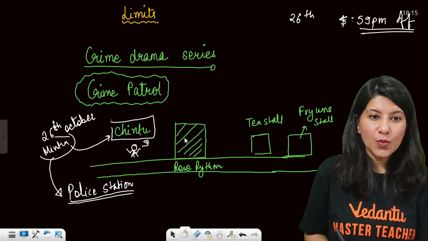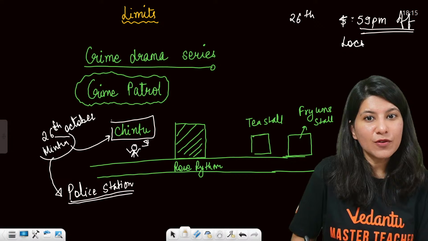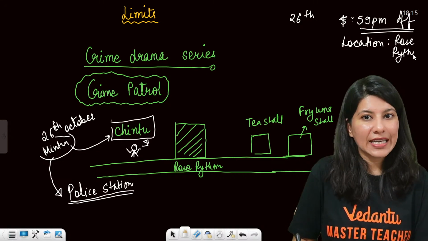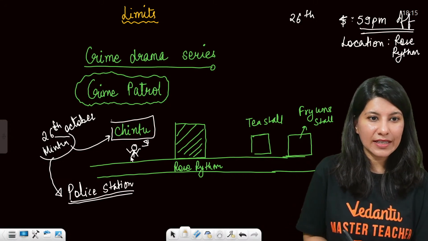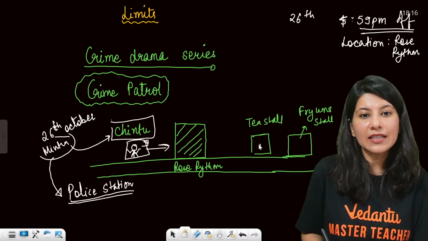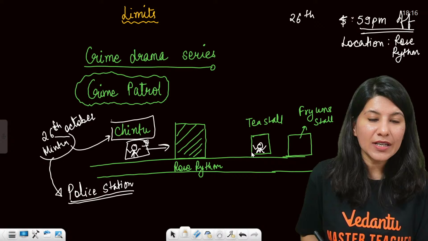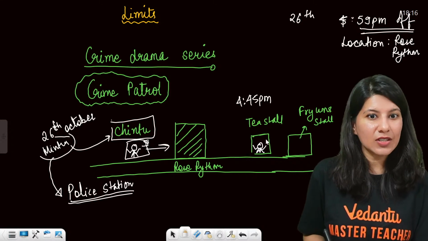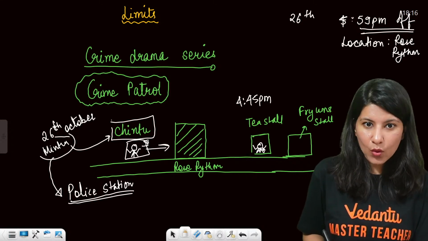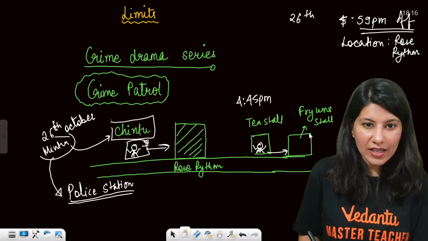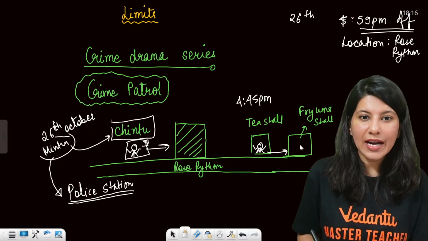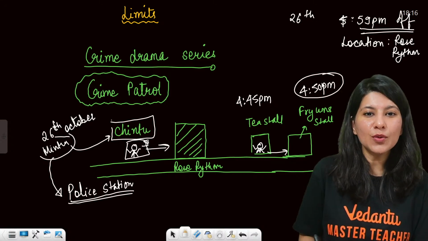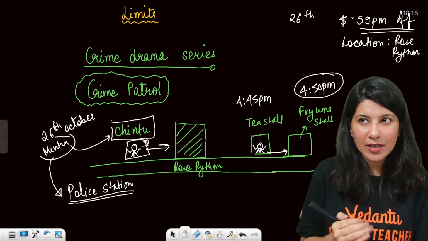Now what they did is they realized that the location of the phone was around his society Rose Rhythm only. So they came, they started asking, inspecting, roaming around. Then they went to the tea stall. The tea stall guy told them that approximately 4:45 p.m., Chintu was here, drinking tea. Then they go ahead. Then there is a Fryam stall. Police ask the Fryam owner, did you see Chintu? He said yes. At 4:50 p.m. they saw Chintu. He was talking on phone, having some Fryams, and then he left.